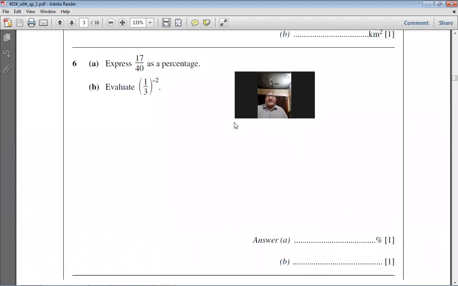He says express 17 by 40 as a percentage. It's a fraction and you want to convert it into a percentage. What you have to do is take this fraction and multiply it with 100, so this fraction will be converted into a percentage. Very simple methodology: 17 by 40 multiplied by 100.